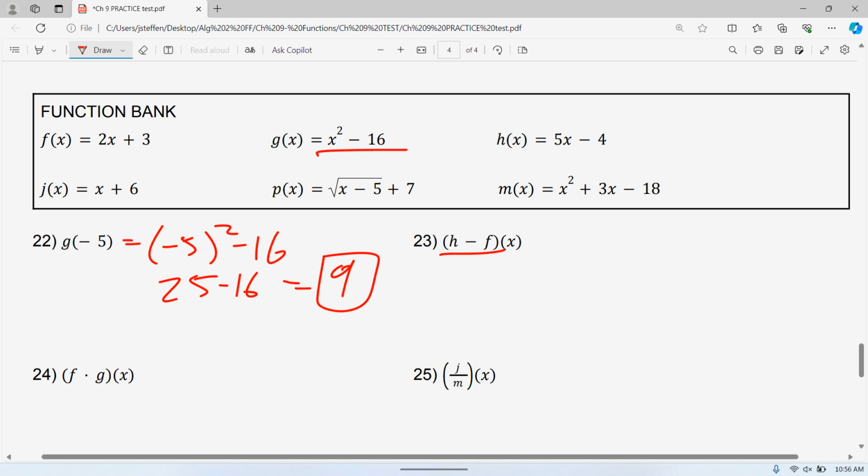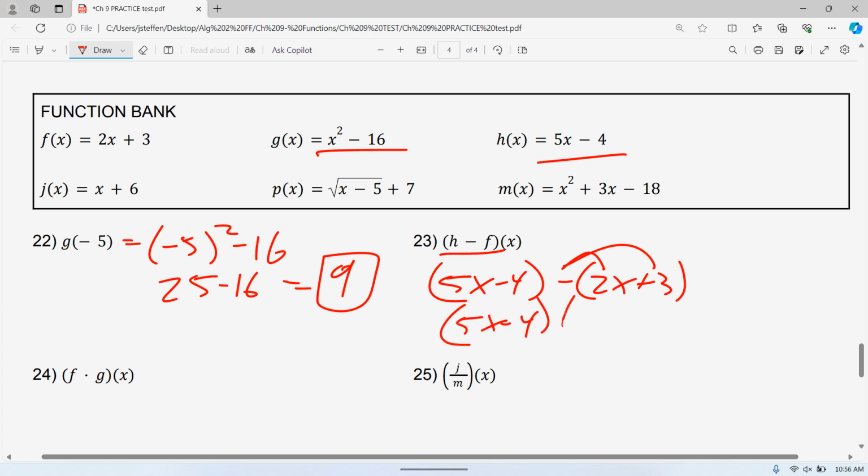This one we're subtracting, so my h equation, 5x minus 4, subtracted by my f equation, 2x plus 3. You have to distribute that negative. That's another very common thing that people missed on the quiz. Don't really need the parentheses when you do that distribution. So 5x minus 2x is 3x. -4 minus 3 is -7. So that should have been your answer for that one.